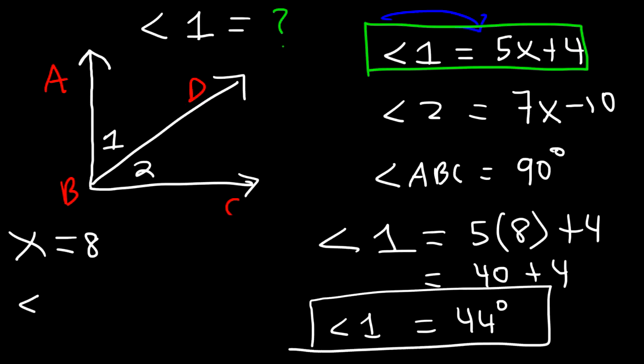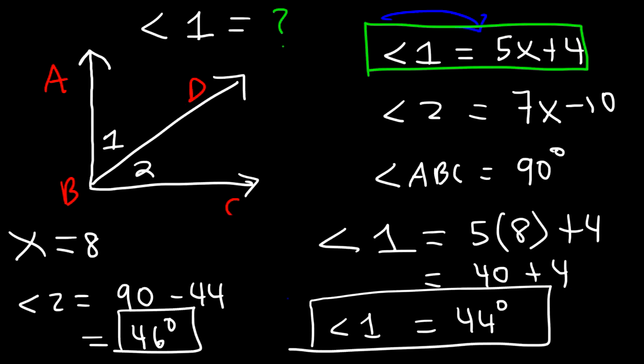Now, if we want to find the measure of angle 2, it's 90 minus 44. So it's 46 degrees. But the answer that we're looking for in this problem is the measure of angle 1, which is 44.